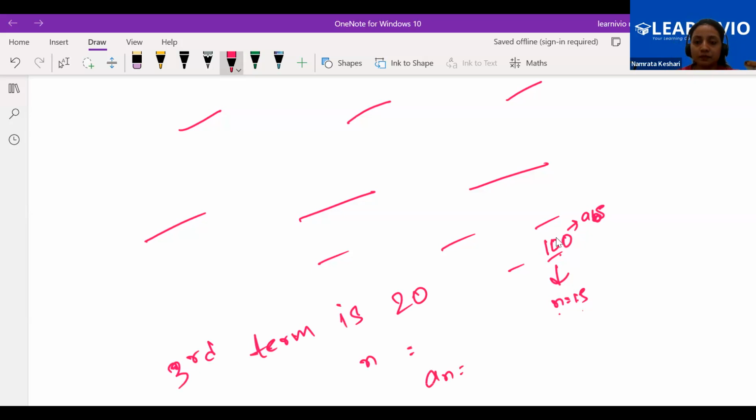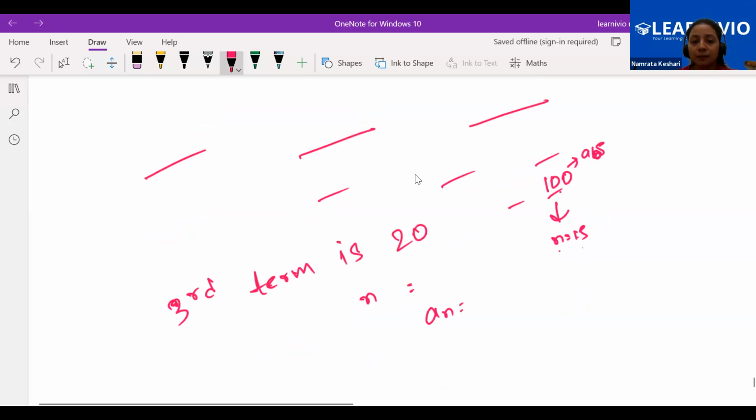Calvin. Ma'am, an is 20 and n is 3. Yes, Calvin, what are you saying?